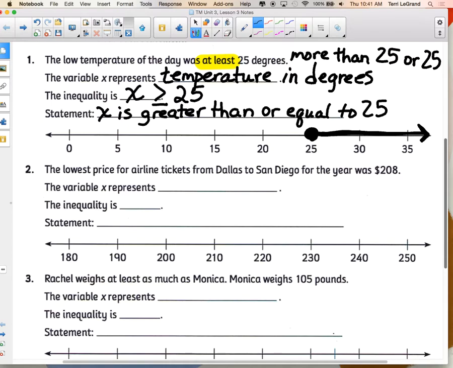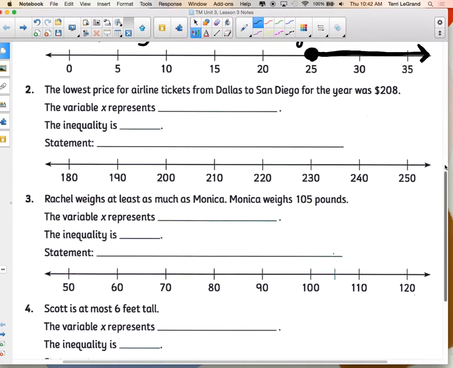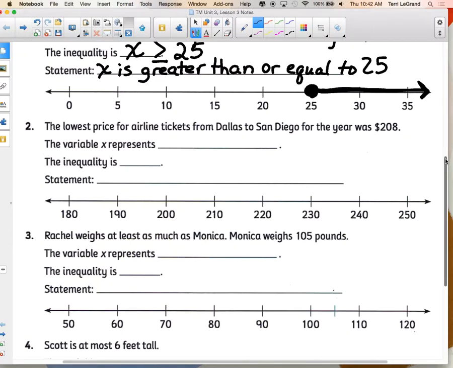Questions? No? Okay, then let's go to number 2. Let's leave that there for a little bit. What's the unknown in this one? What's the group of numbers going to represent?